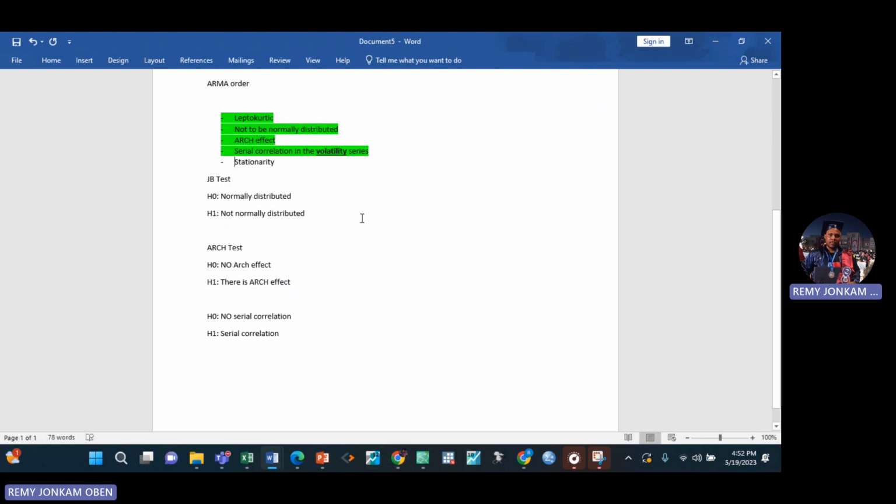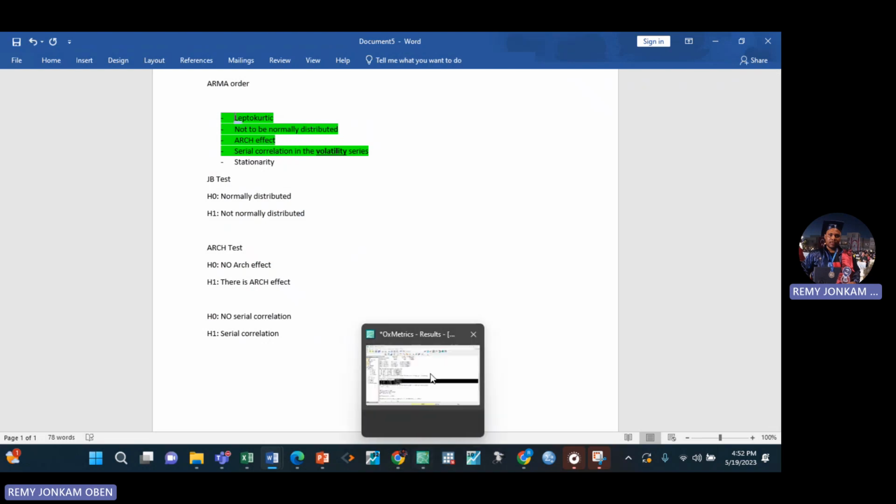So those are the most important things. It should not be normally distributed. There should be an ARCH effect, autoregressive conditional heteroscedasticity, which is actually the volatility clustering, and there should be serial correlation in the volatility series. Okay, let me just talk about stationarity, then I'll come back.